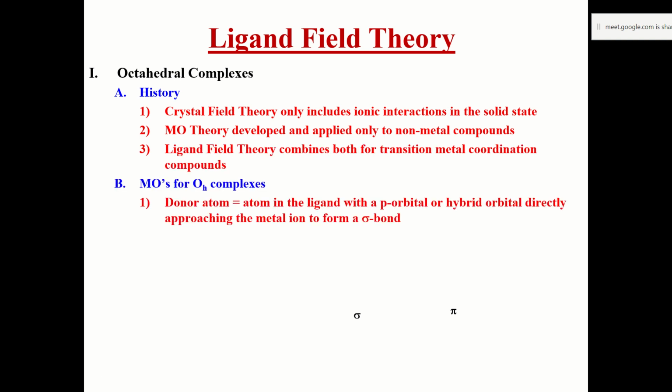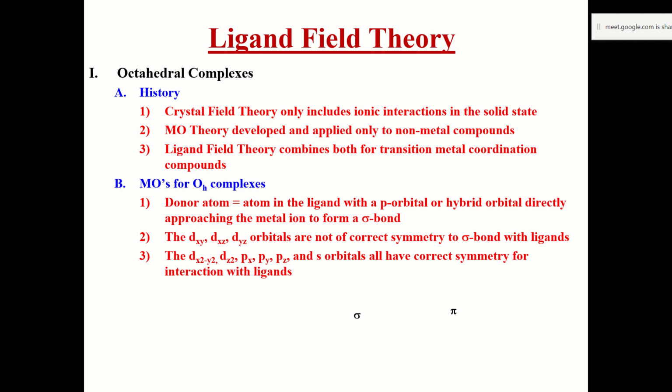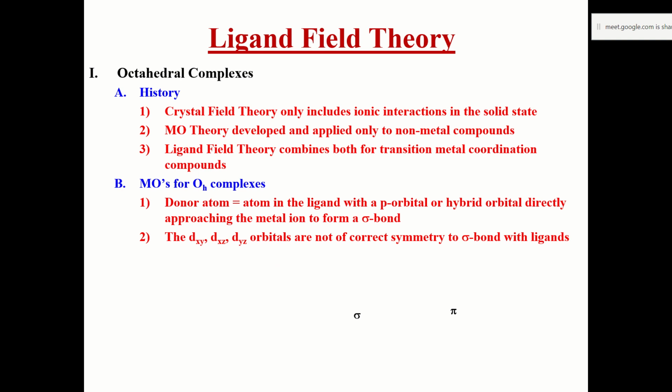So this was the ligand field theory. So just a little bit of background is needed. So when you combine the orbitals of like symmetry to make molecular orbitals, तो कैसे करते हैं? So molecular orbitals in a donor atom जो होगा ligand का p orbital होगा approaching the metal to form a sigma bond.